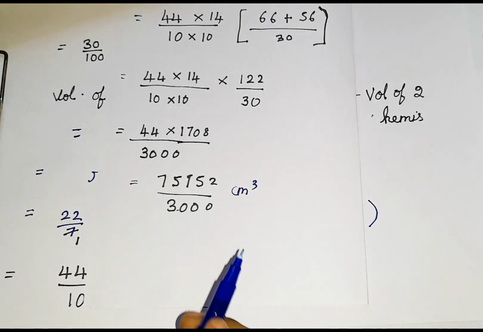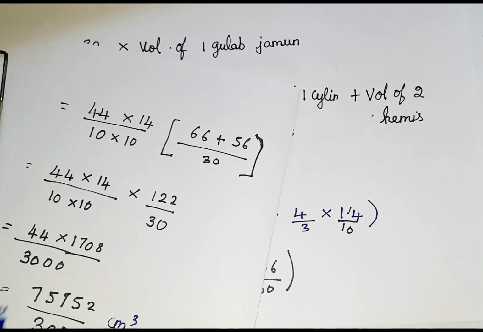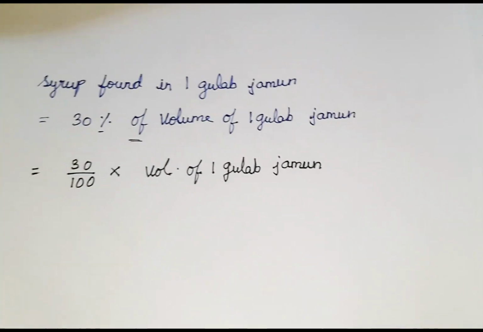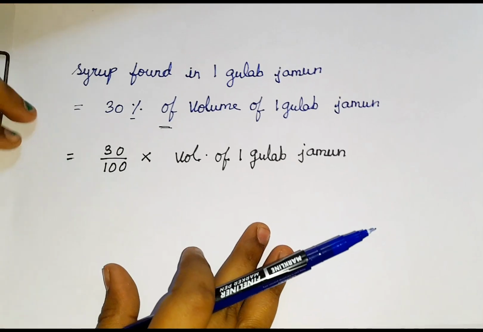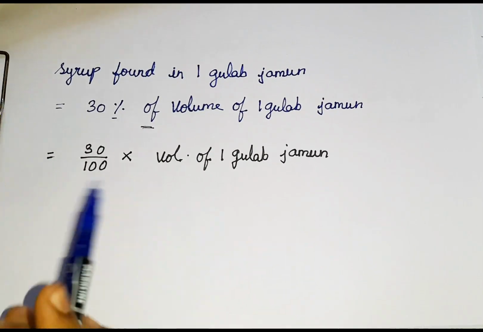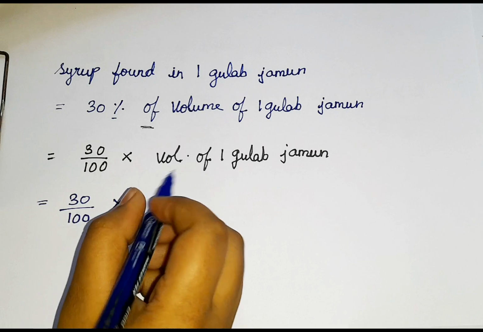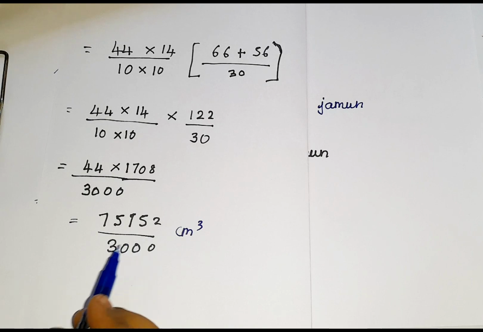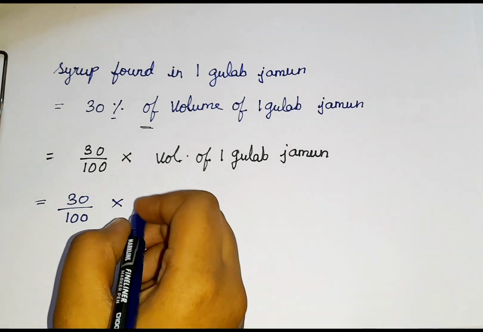So we can apply this value in the place of the volume of 1 gulab jamun. Instead of applying it there, we can apply it here. Both are the same, right? So let us apply that. Let us write 30 by 100 as it is, and into the volume of 1 gulab jamun that we found, 75,152 by 3000.